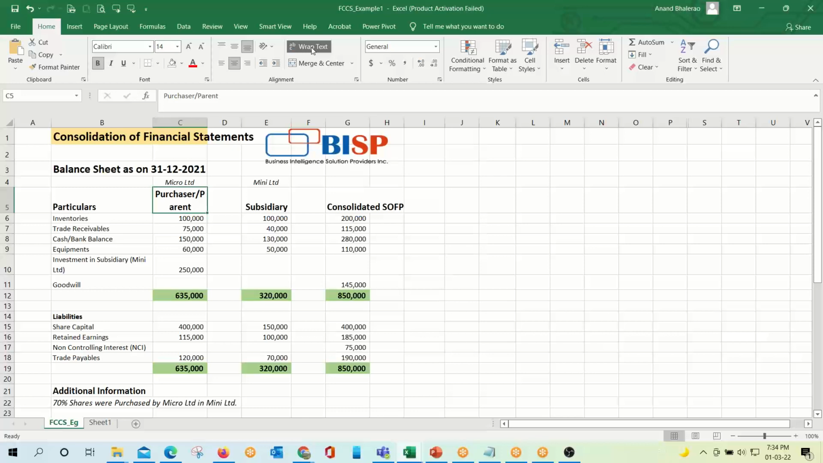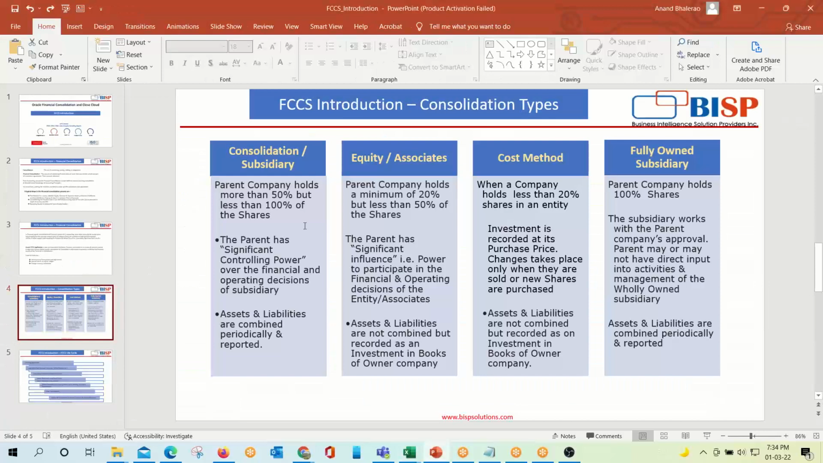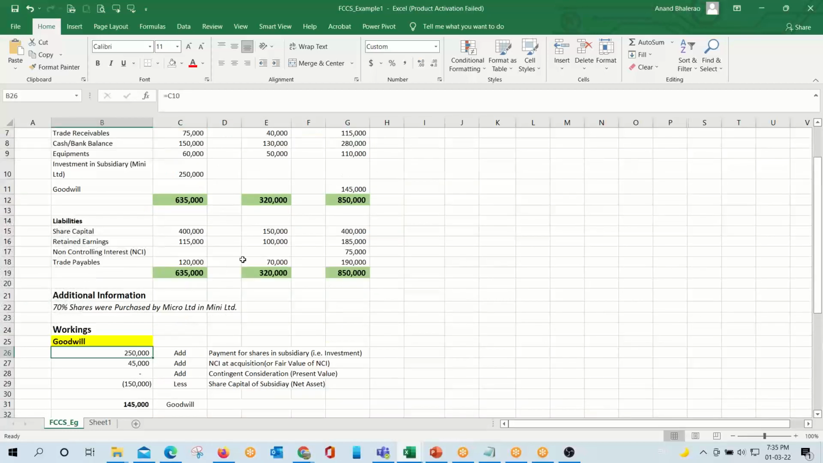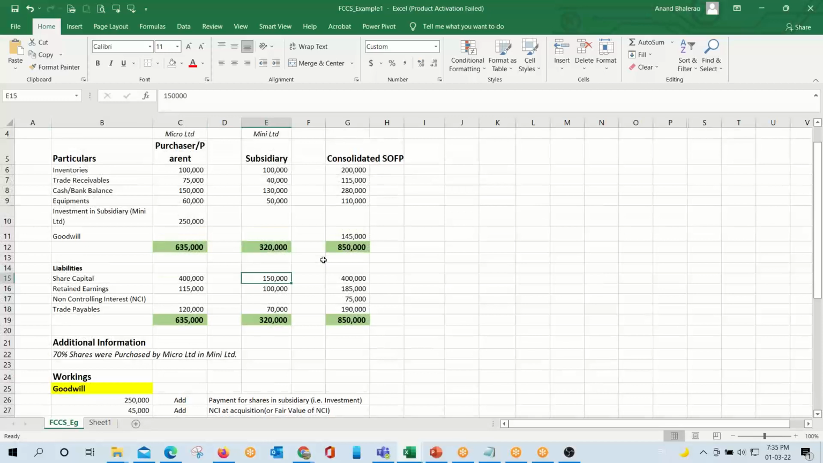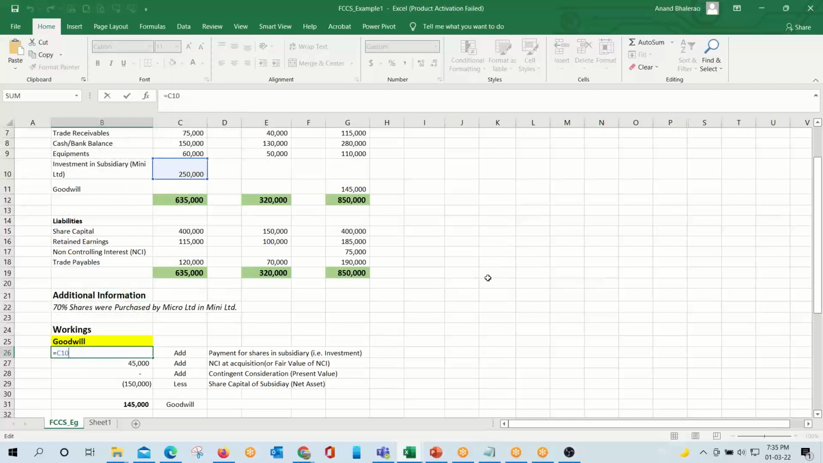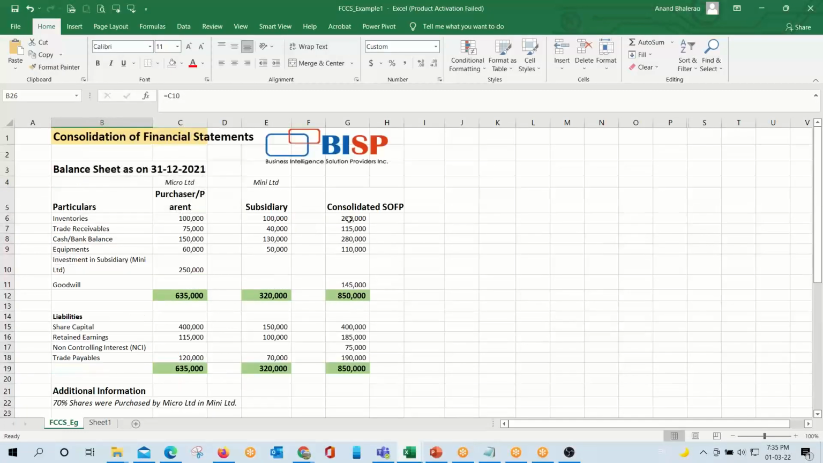So here, as we learned, we will apply the consolidation method, because it owns more than 50% shares. So in this case, what we do manually: since the share capital of Mini Limited is 1,50,000, while we are paying 2,50,000, we will first calculate the amount of goodwill. Is there any goodwill arising? We will calculate it here.